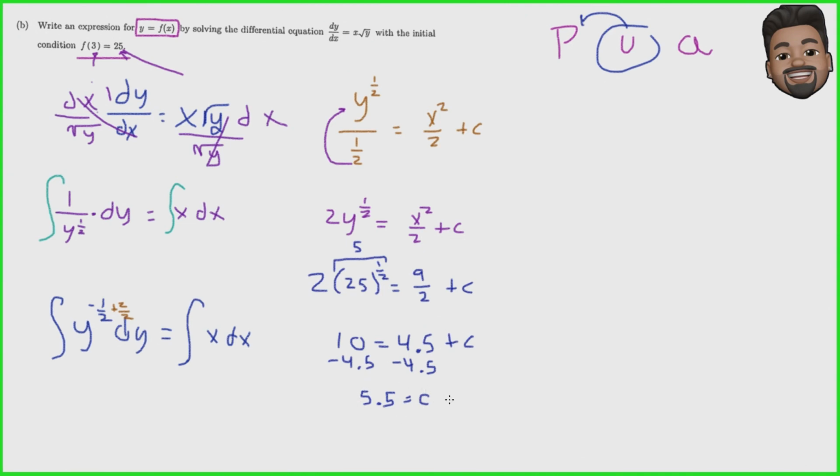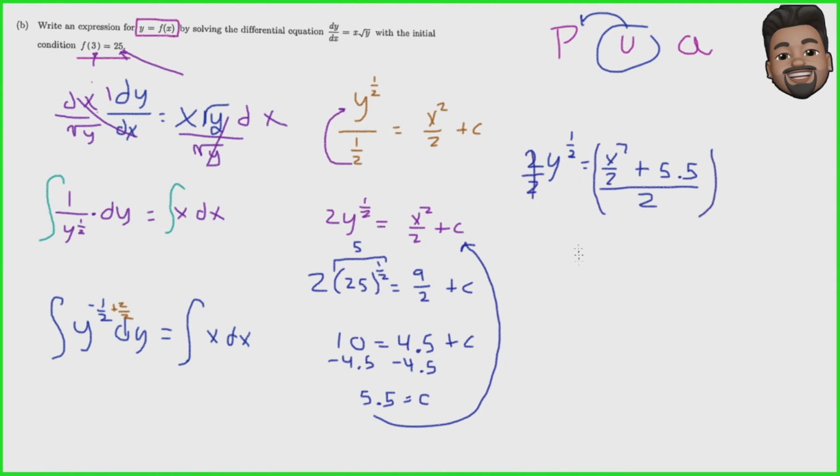Again, we're never going to box anything on the AP exam. Let's go ahead and take this now and plug it into here. So we're going to get 2y to the 1/2 is equal to x squared over 2 plus 5.5. Well, now what do we do? We need to solve for y. So in this case, we need to divide everything by 2. We can divide all of these individually by 2, or you can put a set of parentheses and divide by 2. My personal preference is to just divide everything by 2 and put a big set of parentheses here. That way that's gone, right?